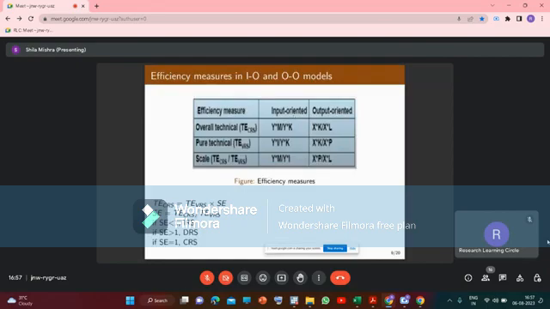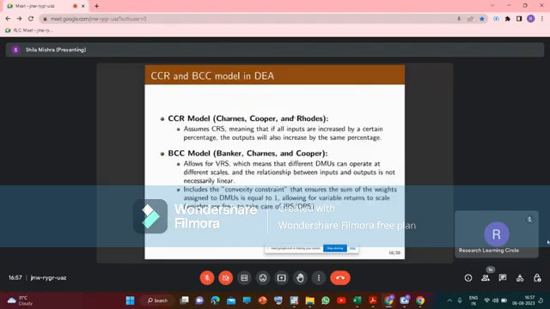Now, moving on to the efficiency measures in both these models, there are three kinds of efficiency measures that you would get. One is the technical efficiency in case of CRS. One is in the case of VRS, variable returns to scale, and the other that you would get is the scale efficiency, which is nothing but the ratio of technical efficiency obtained from CRS divided by technical efficiency from VRS.